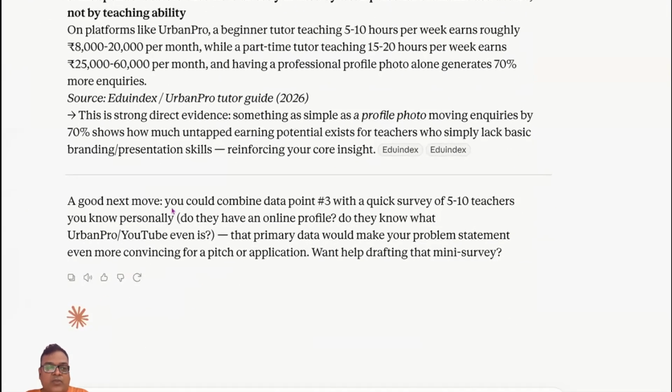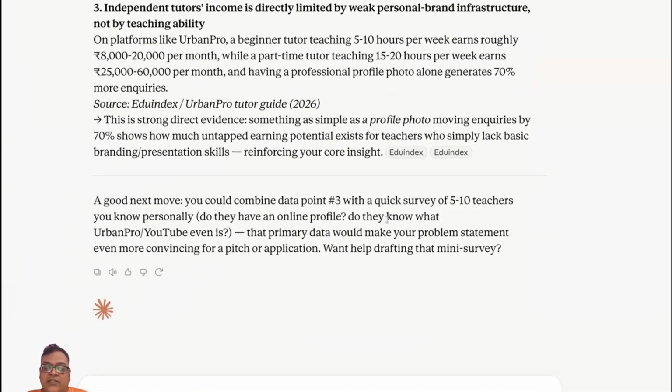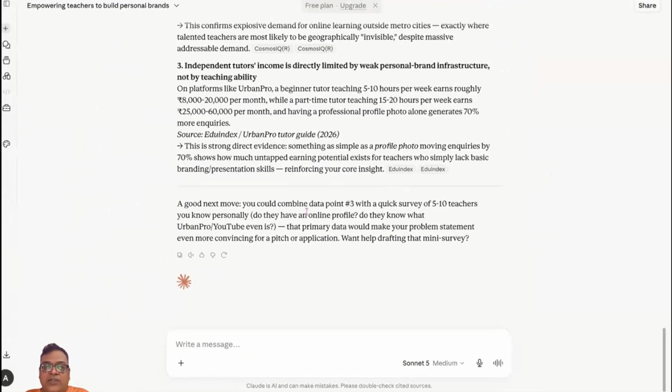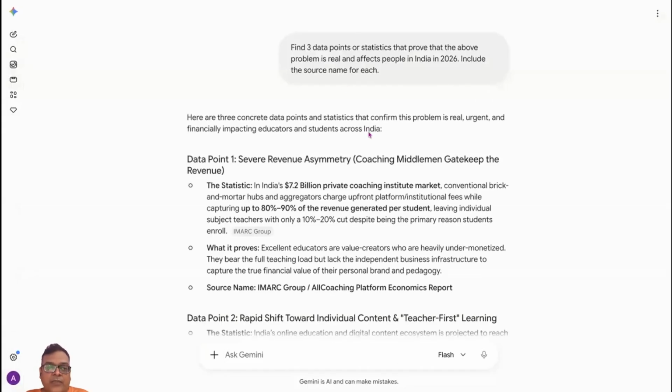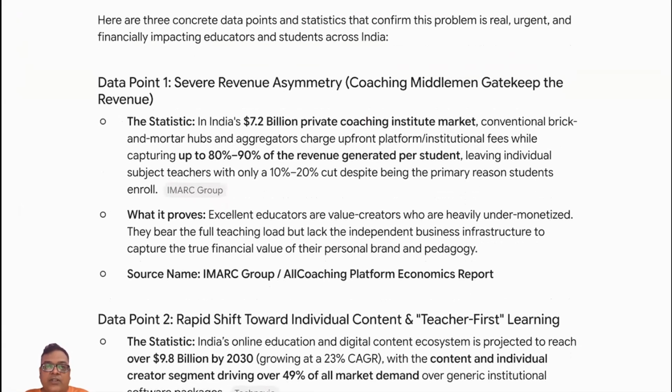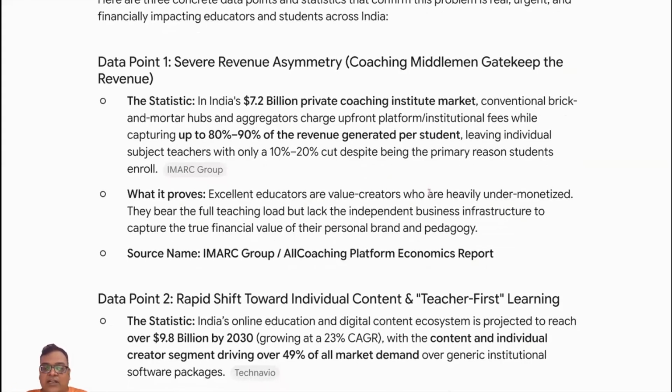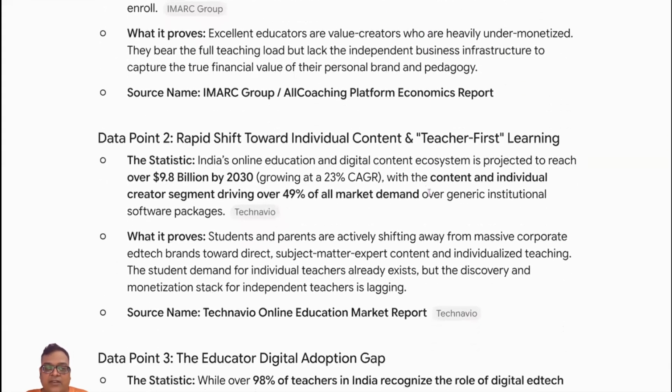A good next move is you could combine data point 3 with a quick survey of 5 to 10 teachers. It's also insisting that you do it personally. So this is great. Let's see. Wonderful. So 7.2 billion. If you look at Claude and Gemini, they are giving similar kinds of results. At least they start with the same thing.